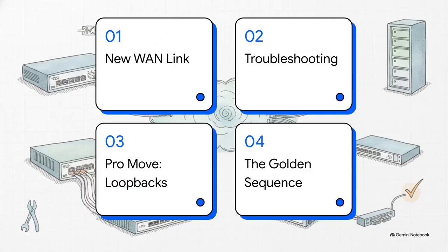So here's our flight plan for today. 1. Setting up a new WAN link. 2. Troubleshooting connectivity. 3. The pro move, loopbacks. And 4. The golden sequence.